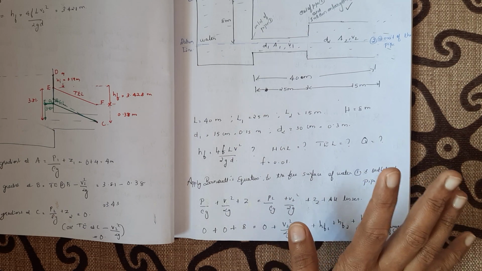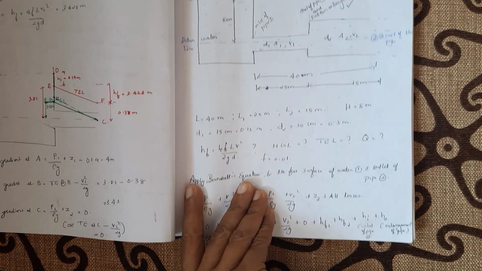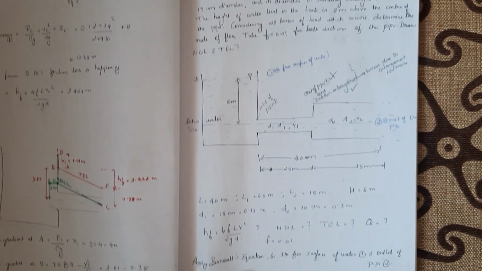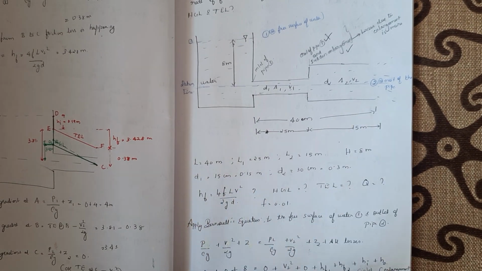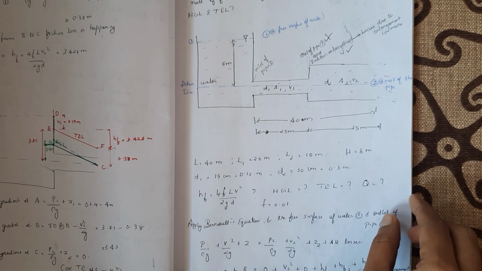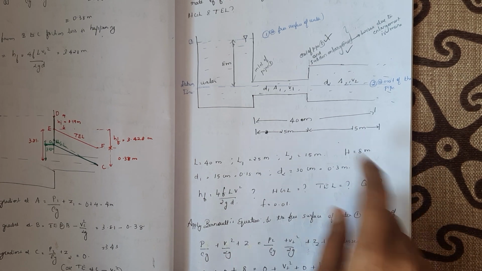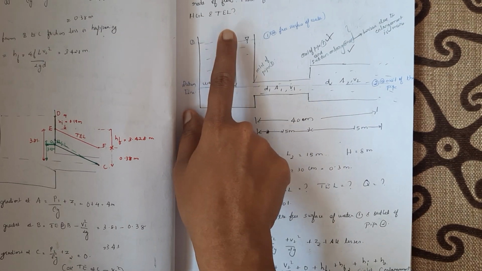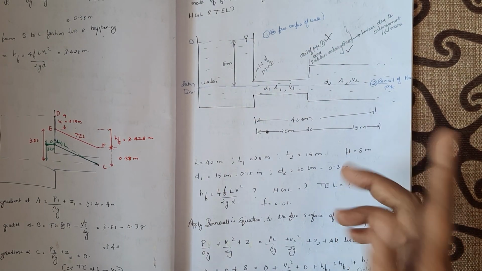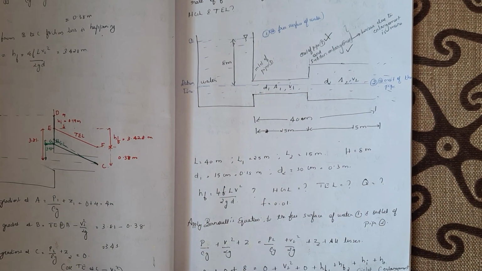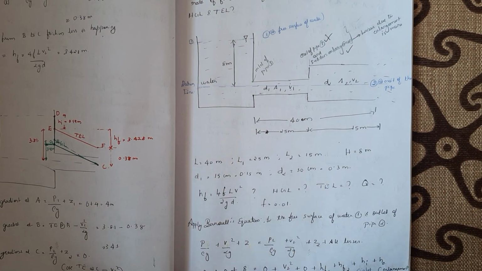So none of the velocities are given. So what do we need to do? First of all, we need to apply the Bernoulli's equation. Okay, as usual, as in the previous case, we need to apply the Bernoulli's equation at two points, that is at the free surface of the water in the tank and at the exit of the pipe. So why? So that we will get an equation with minimum terms.